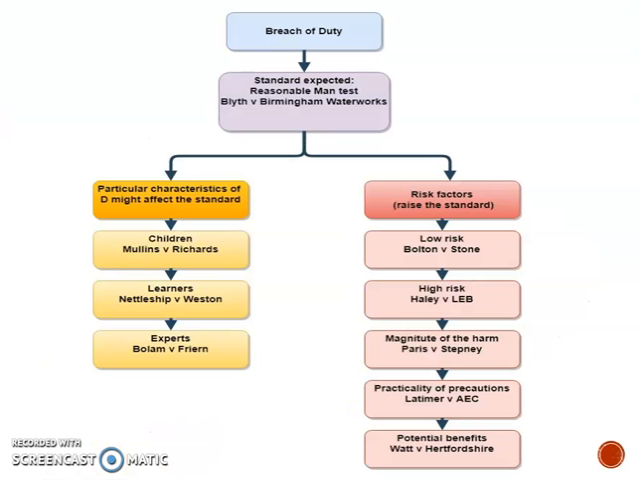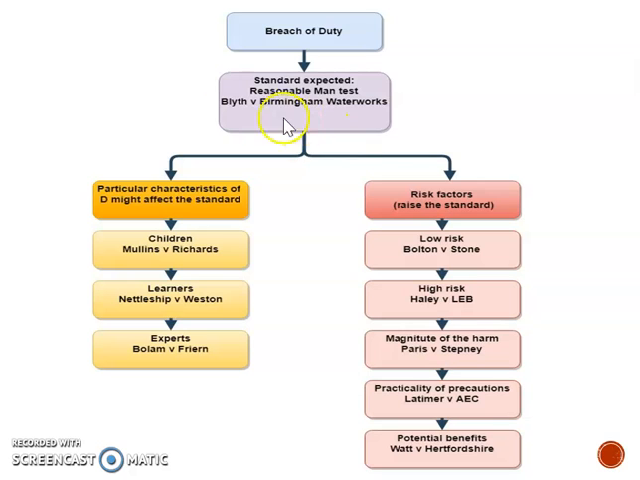So we've looked at all the cases that we need to look at on breach of duty now. So I've just got a summary of what I've just run through up on the slide. So when you're looking at breach of duty, we start off with the reasonable man test from Blyth and Birmingham Waterworks. So the standard owed is that of the reasonable man. And generally, this is an objective test. So when we're deciding whether someone's breached their duty, we just say, would a reasonable man have done the same?